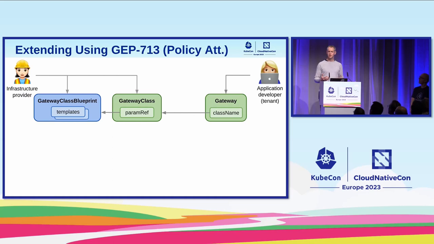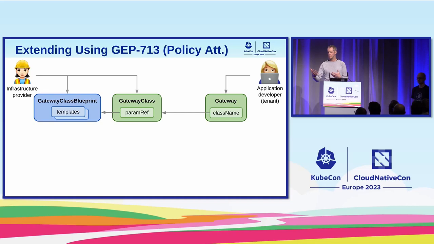Another thing we did was that because we want these data path blueprints to be generic, they cannot contain any contextual configuration, because then they wouldn't be generic. So what we did here is that we used Gateway API Enhancement Proposal 713, which is about how you attach additional configuration to the standardized Gateway API resources. This means that we can attach additional things, additional policies, or actually any configuration to these Gateway API resources.